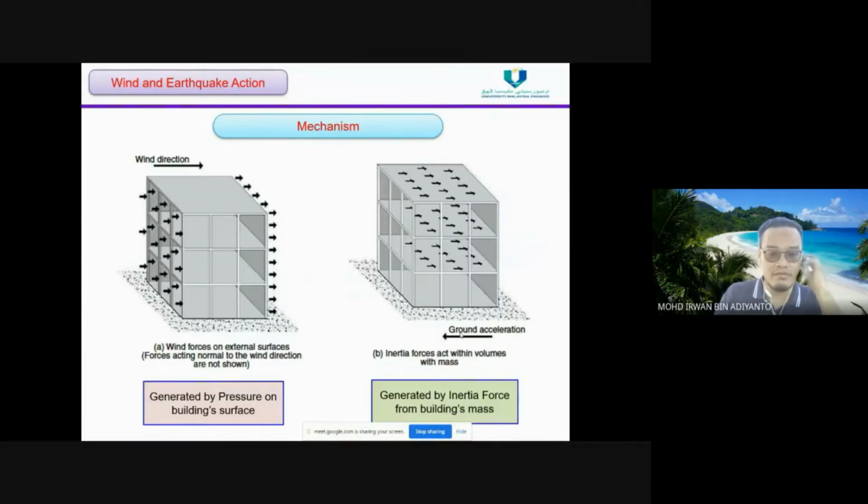Let's take a look at the first subtopic, which is the wind and earthquake actions. We take a look at the mechanism of the load formation. The wind load is formed based on the external forces, where the forces act normal to the wind direction, and it is based on the pressures on the building surface, while the earthquake load, as you know, is generated by inertial forces which act within the volumes with the masses.